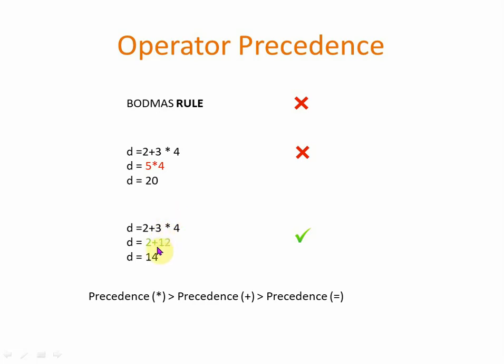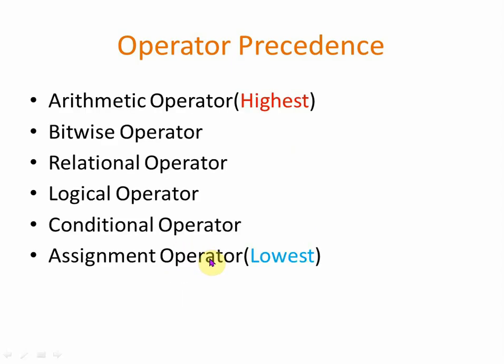So 3 into 4 becomes 12. Then the next precedence is of plus, so we add 2 plus 12 and it becomes 14, and the last precedence is of the assignment operator. So finally d is assigned a value of 14. This is how a program in a computer evaluates an equation. Now let's move forward.